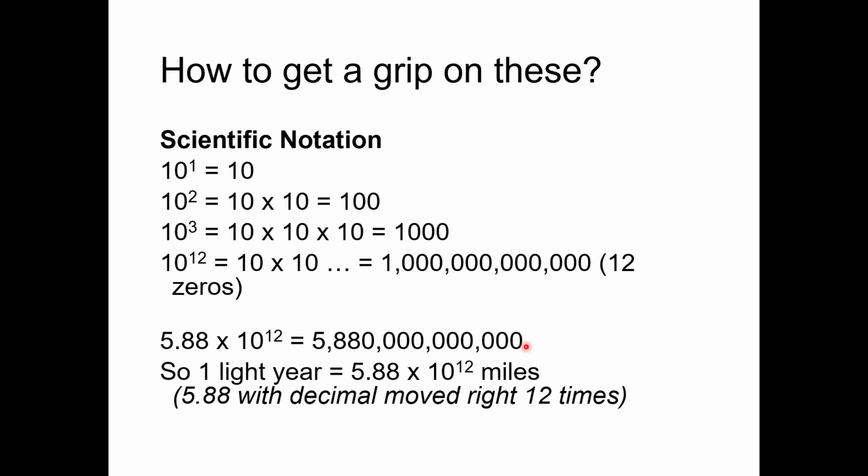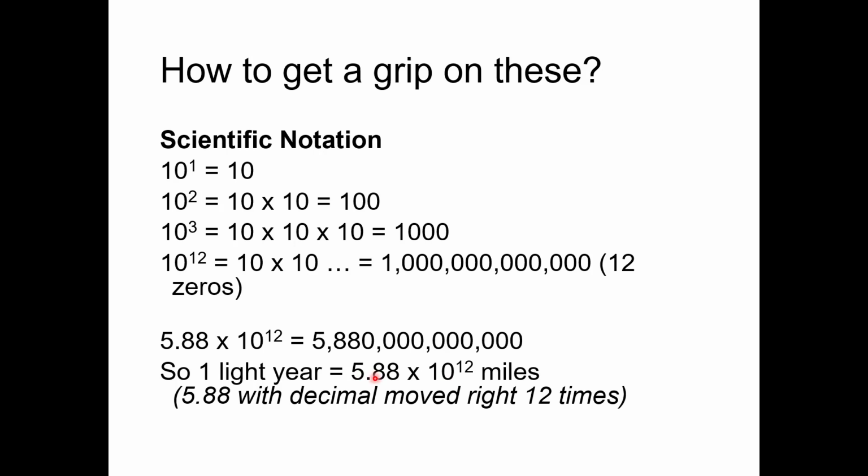So the decimal point is really here. Now I'm going to move it 1, 2, 3, 4, 5, 6, 7, 8, 9, 10, 11, 12 times in order to get from 5,880,000,000,000 to 5.88. Okay? And so then having moved that decimal that many times, that tells you the exponential value that you're going to assign to the 10 that you multiply 5.88 by.